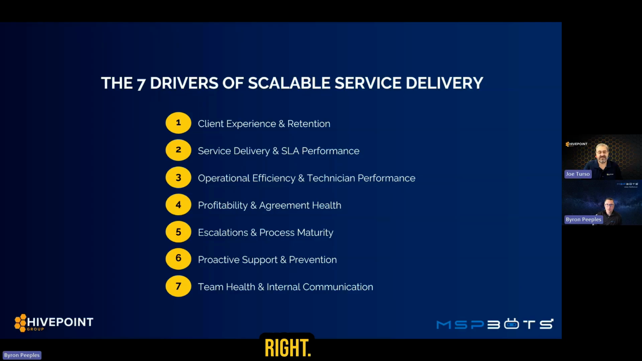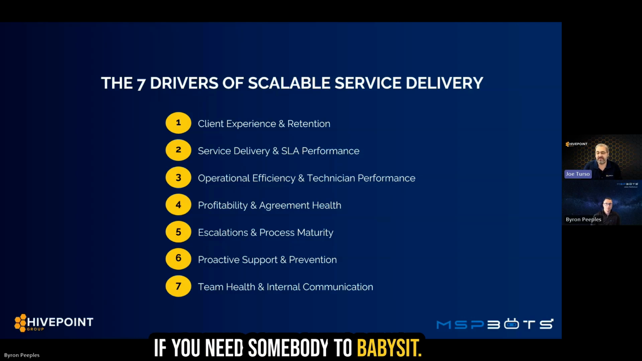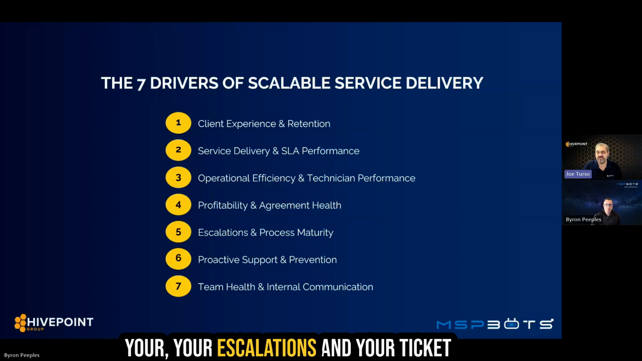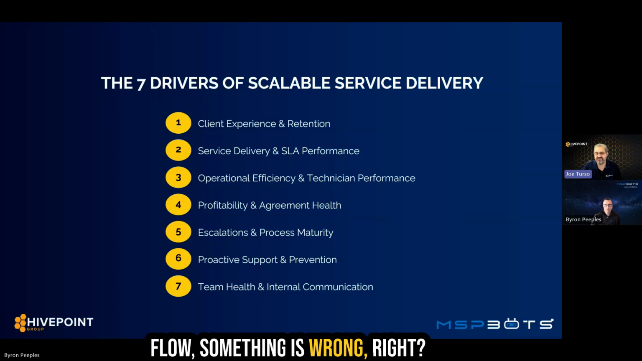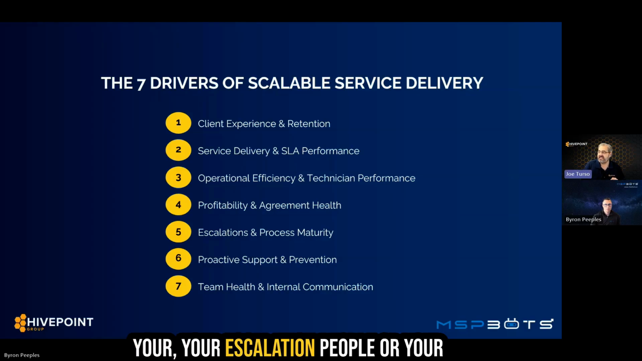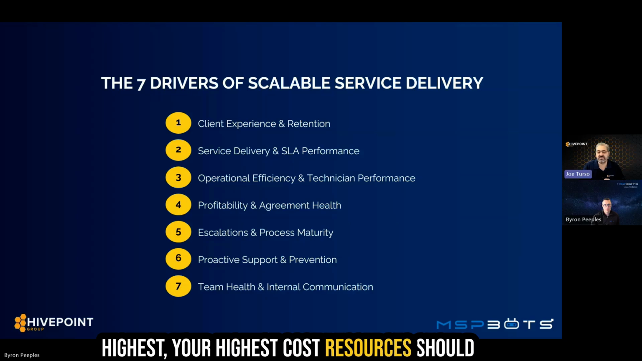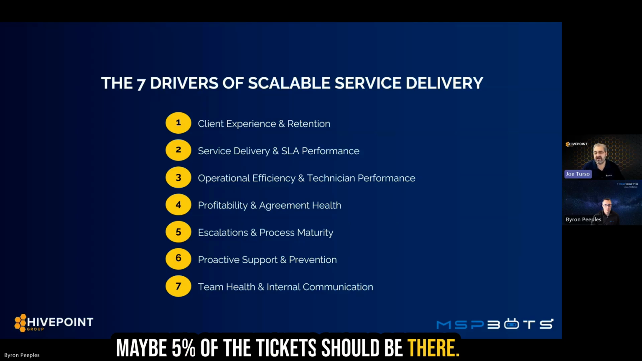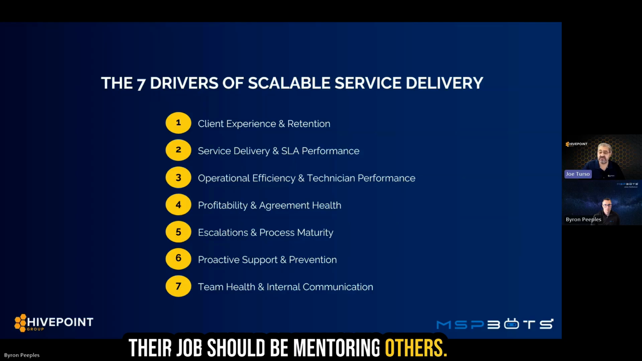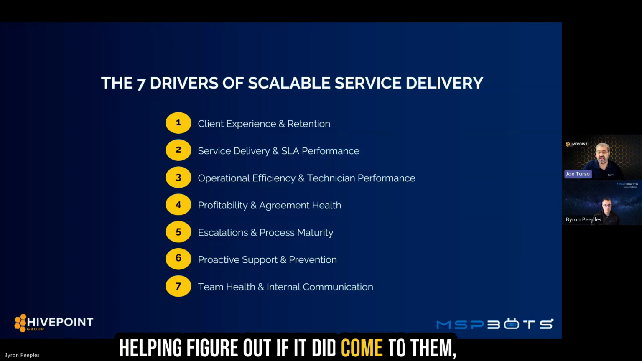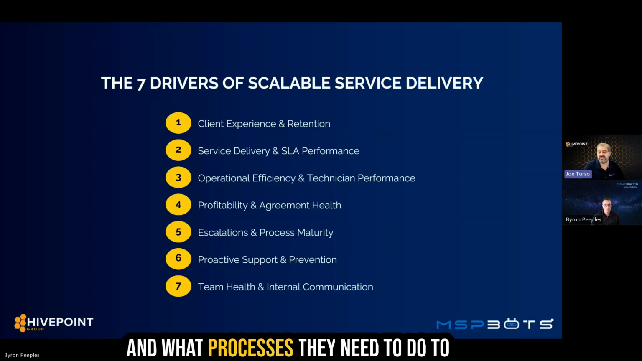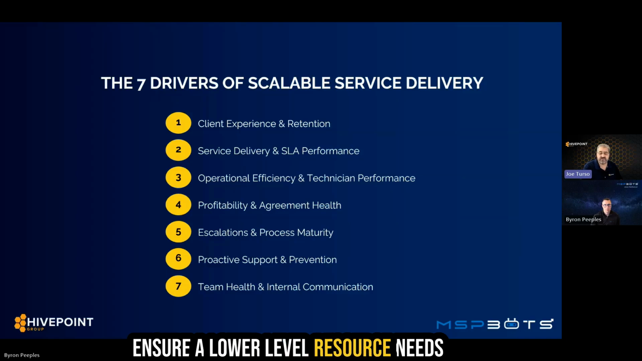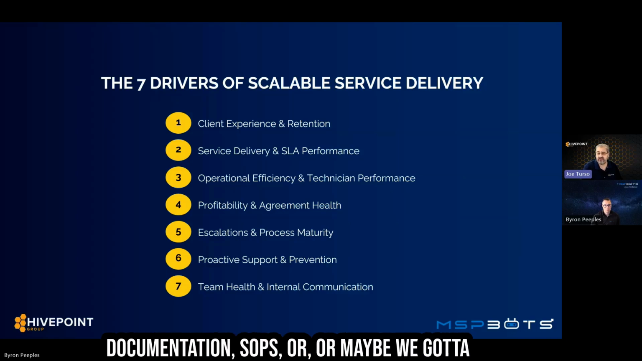And then escalations and process maturity. If you need somebody to babysit your escalations and your ticket flow, something is wrong. Your escalation people, or your highest cost resources, should do the least amount of work. Maybe 5% of the tickets should be there. Their job should be mentoring others, helping figure out, if it did come to them, how to make sure it never happened again and what processes they need to do to ensure a lower level resource can handle it next, through documentation, SOPs, or maybe we've got to replace something.